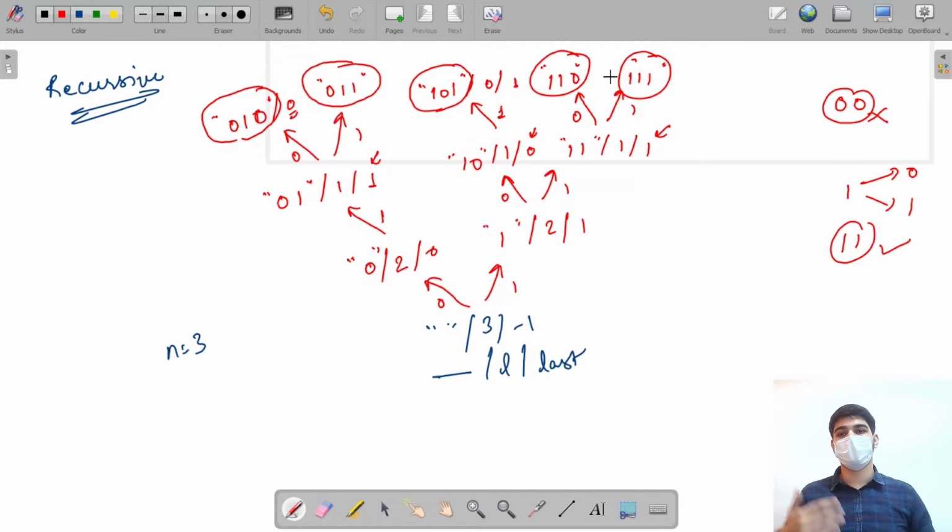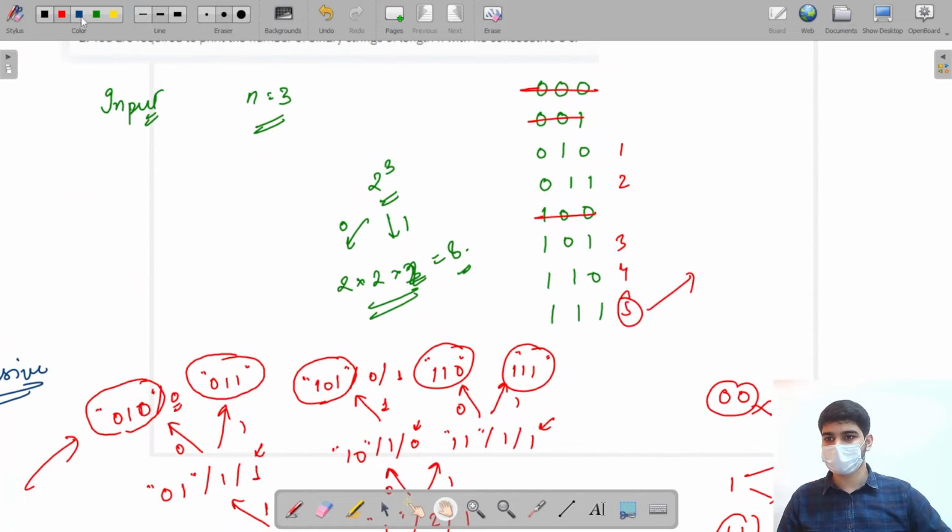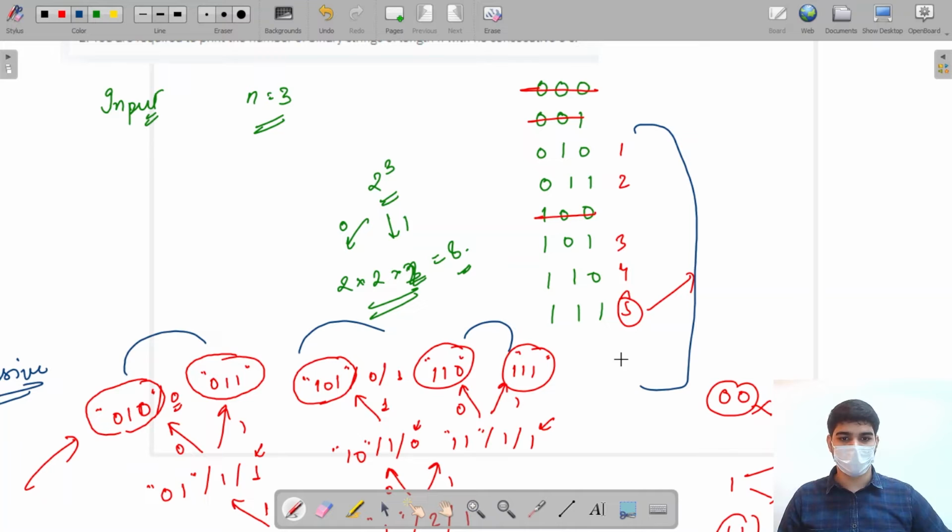What we are doing is we are including and excluding. Right? We are getting two choices. Either one can be included or excluded. And if one is excluded, I would add 0. And the condition in recursion is just that if the previous digit in the string is 0, I can only add 1. Right? And this gives me the answer. So if we look over here, these are the strings. These are the exact strings that we had over here, right?